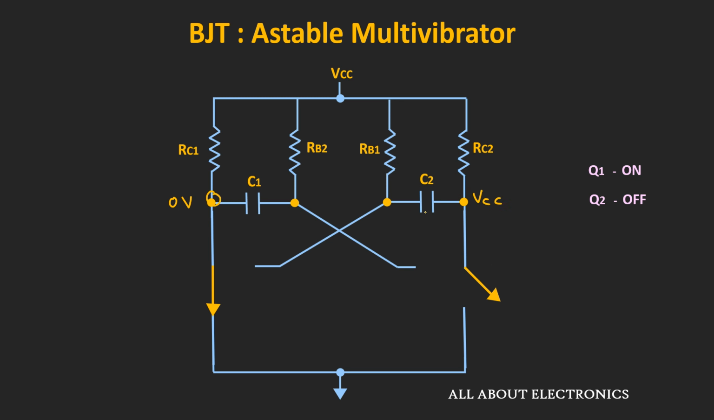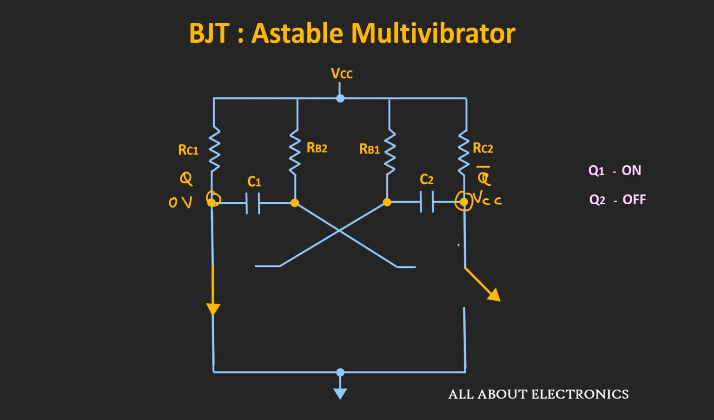So these are the 2 points where we will get the output of this astable multivibrator. And as you can see, both outputs will be opposite to each other. So let's say this point is Q, then this point is Q bar. So this is the first state of the astable multivibrator. That means the transistor Q1 is on and the Q2 is off.